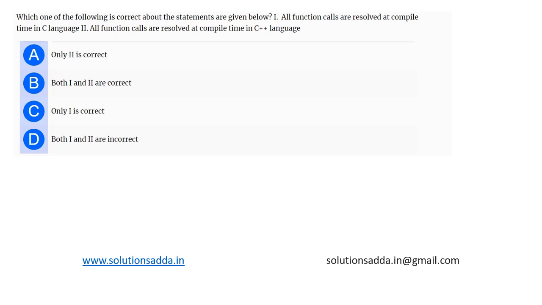But there are cases where C also supports runtime binding, as well as there are cases in C++ where the functions are resolved at compile time. So option D, both 1 and 2 are incorrect here, because there are instances where both C language and C++ language have resolution of the function calls done at runtime.